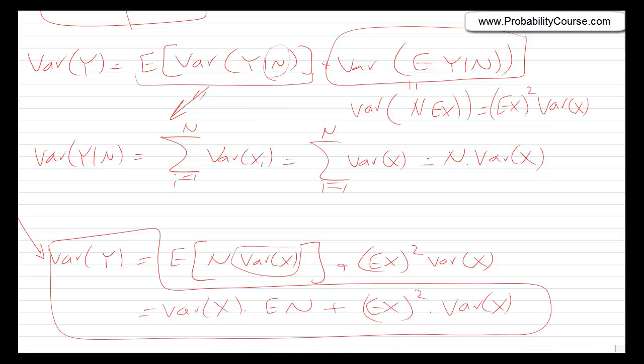So that is the final answer. The variance of Y is given by the variance of X times the expected value of N, plus the expected value of X squared times the variance of N. Thank you.